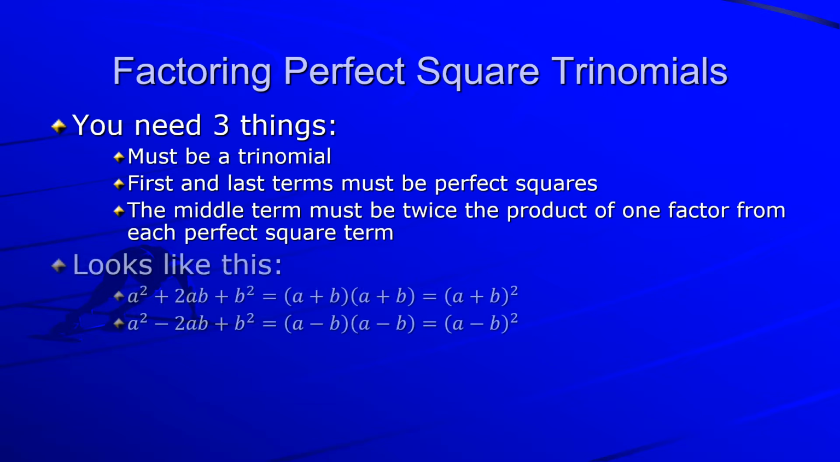Here's some examples of what I'm talking about. So it looks like this, where we have a squared plus 2ab, a factor from each of the perfect squares, a and b, 2 times that. When we factor that, it looks like a plus b times a plus b, or a plus b quantity squared. Likewise, on the second example, it's just a minus instead, and then we'll have a minus b quantity squared.